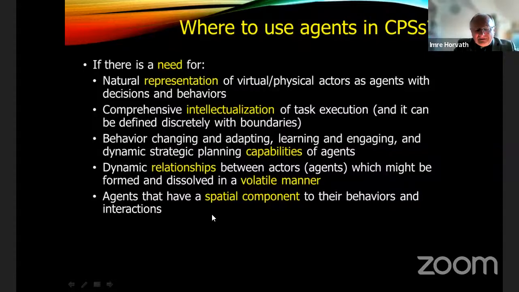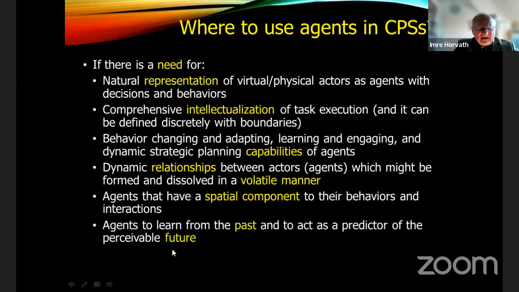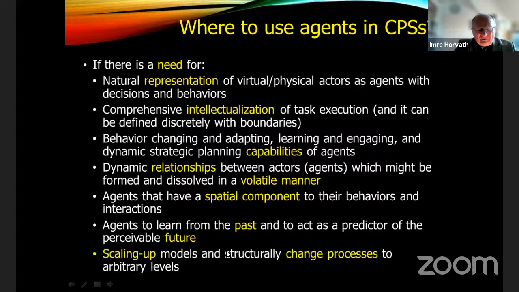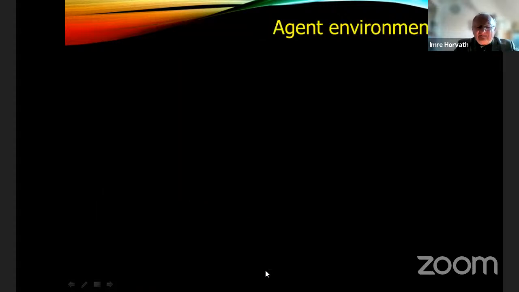Agents that have a spatial component to their behavior and interaction, spatial agents. If there is a need for an agent to learn from the past and to act as a predictor of the perceivable future. And finally, if there is a need for scaling up models and structurally changing processes to arbitrary levels.